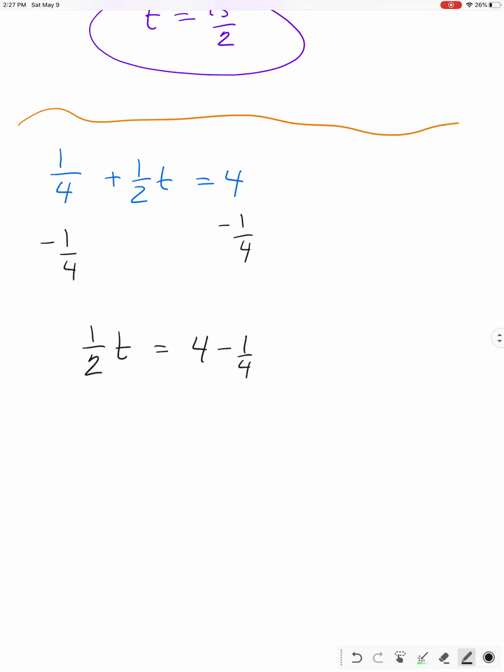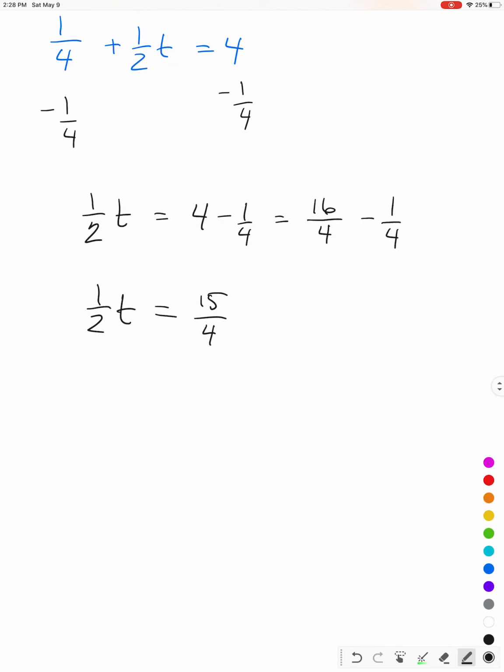Now on the right-hand side, I need to find a way to combine those two fractions. If I have a common denominator of 4, it's 16 over 4 minus 1 over 4. And once again, what did I do? Well, this is 4 over 1, and I converted that to 16 over 4 by multiplying 4 over 1 times 4 over 4, which is 16 over 4, minus 1 over 4. So then I have 1/2 times t on the left-hand side is equal to 15 over 4. When I'm adding and subtracting fractions with a common denominator, I leave the bottom alone and do the adding and subtracting on the top, leaving 15 over 4.